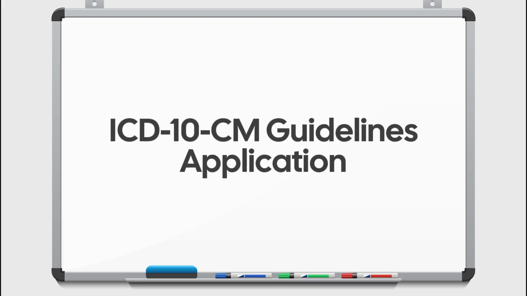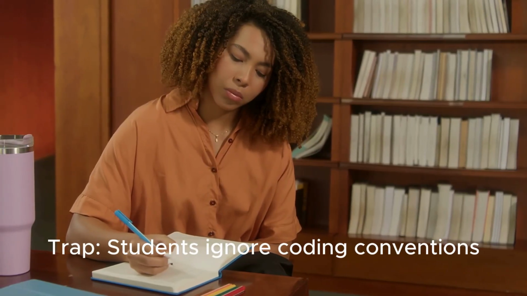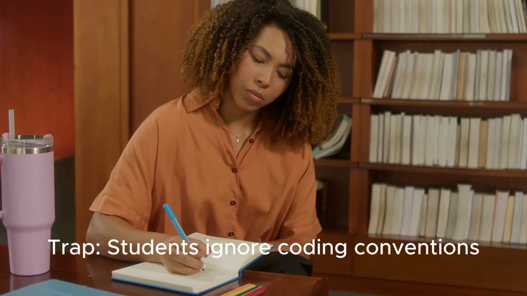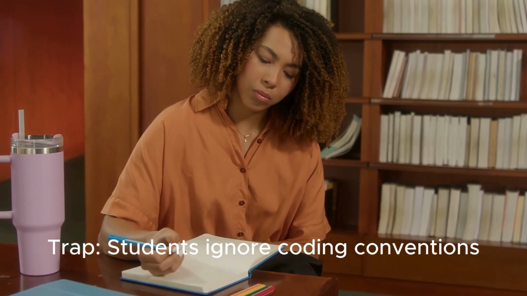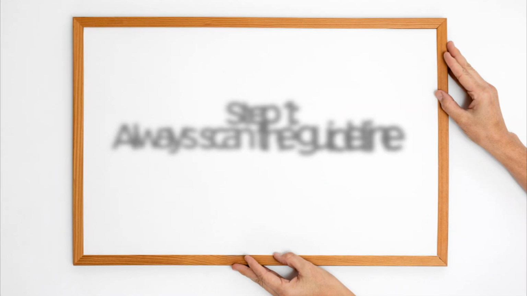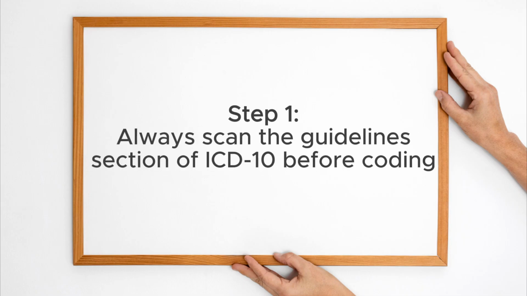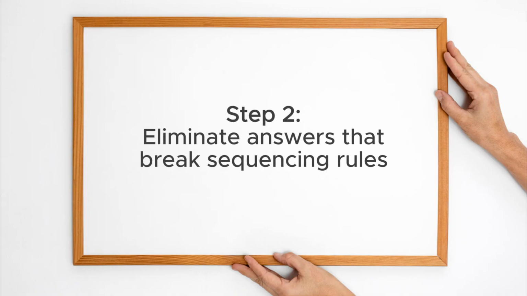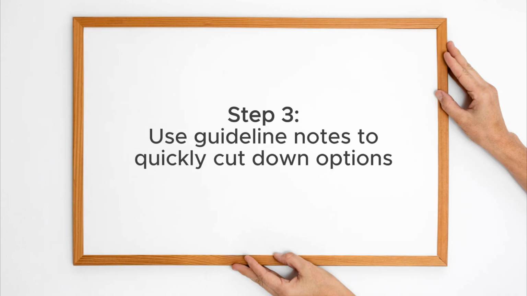Ninth, ICD-10 guidelines. CRC questions test if you apply sequencing and guideline notes correctly. Trap: students ignore coding conventions like code first, use additional code, or excludes one. Hack. Step 1. Always scan the guidelines section of ICD-10 before coding. Step 2. Eliminate answers that break sequencing rules. Step 3. Use guideline notes to quickly cut down options.